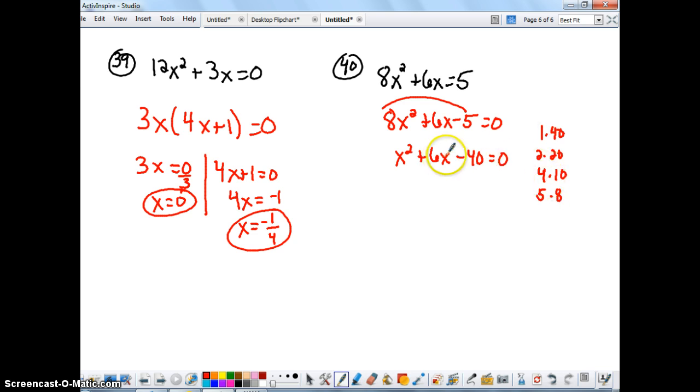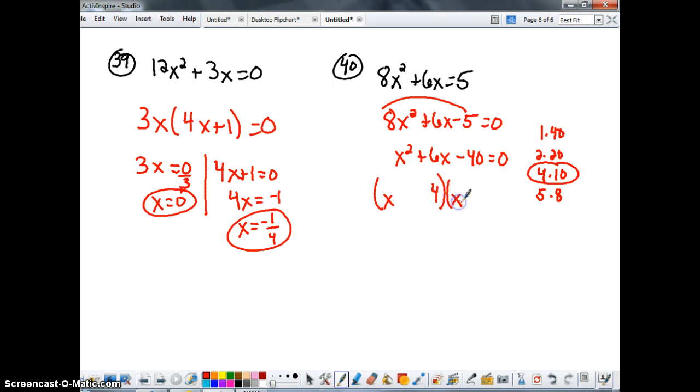So I'm looking for numbers that multiply to give me 40 and add together to be 6. There's only one group that would fit that, the 4 and the 10. So this is going to be an x and a 4, x and a 10. The bigger number down here always gets the middle sign, which is a minus, because you need one plus and one minus. So that's going to be a plus 10 and a minus 4. Again, 10 minus 4 is a 6.